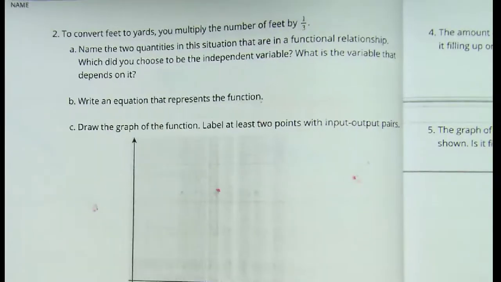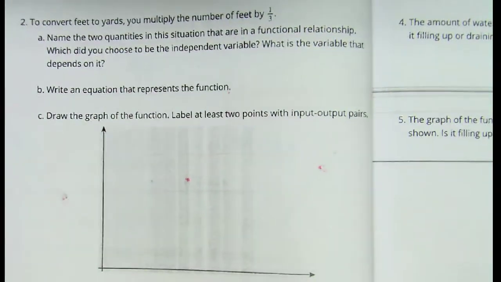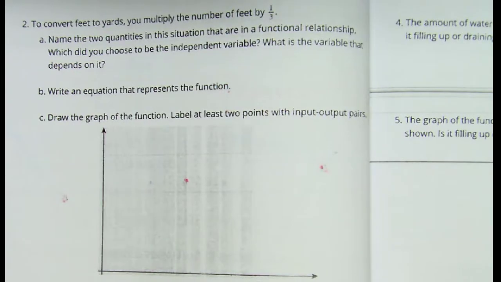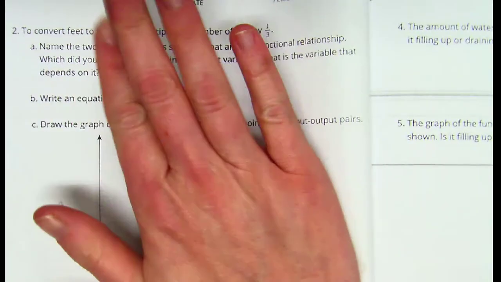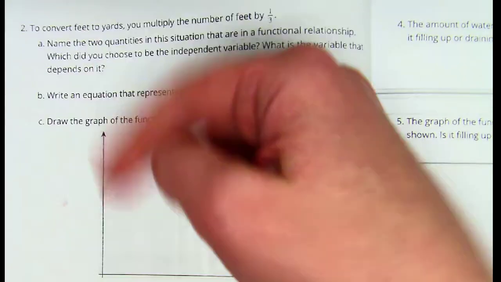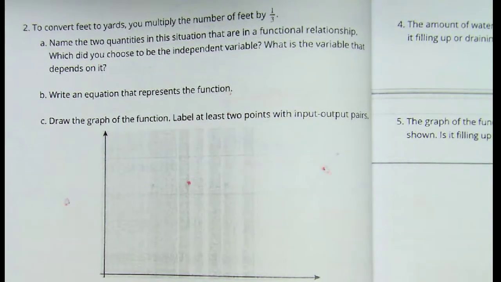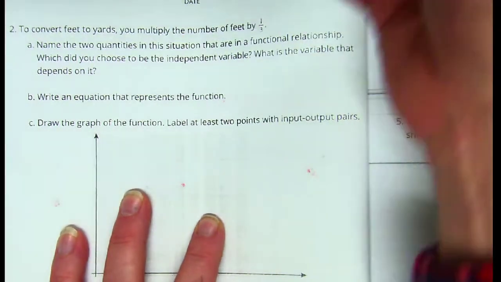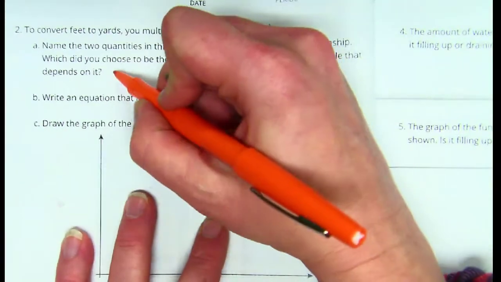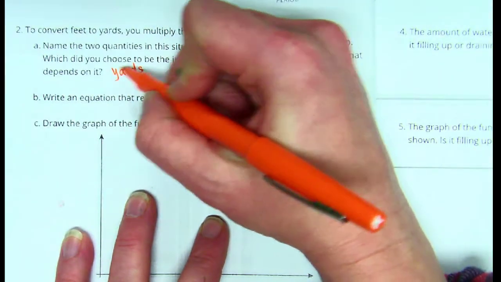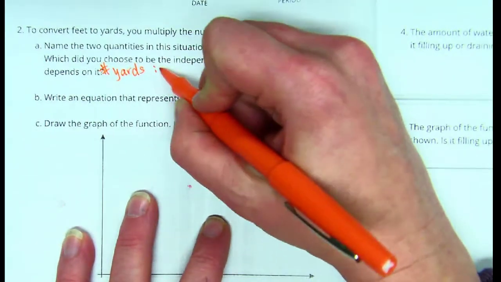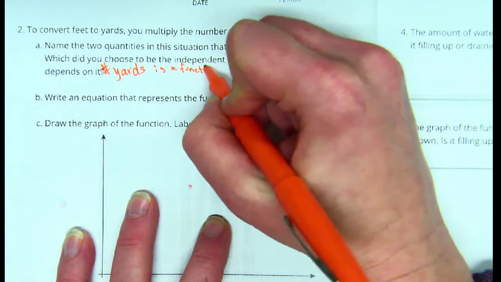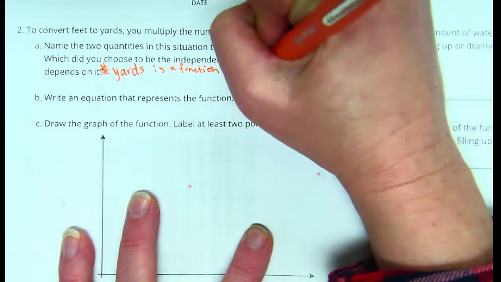All right. So then on the back of that, we're converting feet to yards. You would multiply the number of feet by 1/3. So we're going to do the same thing that we just did on the front. So the 2 quantities that are in the functional relationship, the number of yards is a function of the number of feet.